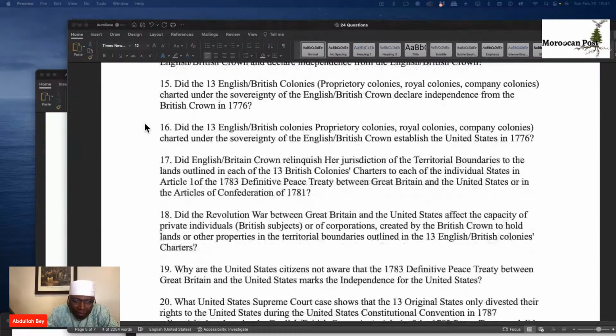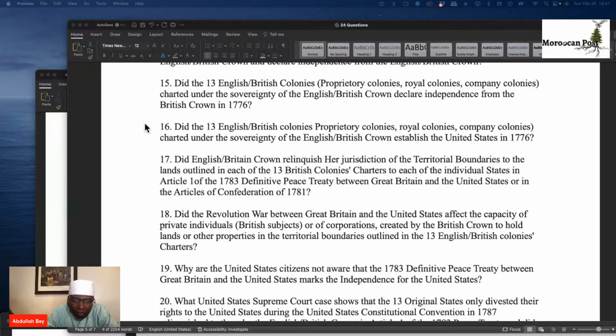All right. 15. Did the 13 English British colonies, proprietary colonies, royal colonies, company colonies, chartered under the sovereignty of the English/British Crown, declare independence from the British Crown in 1776? Absolutely not. What happened is that the British subjects revolted against their mother, the crown. That's what happened. The colonies did not revolt.